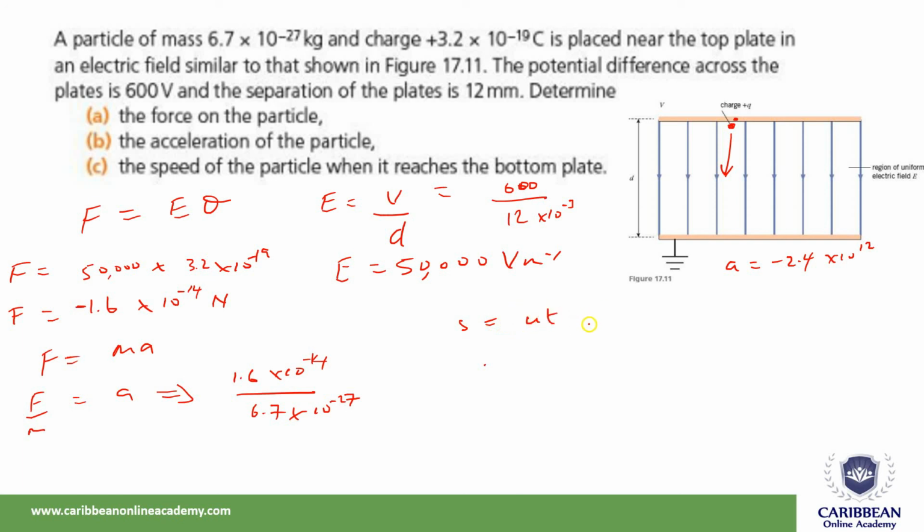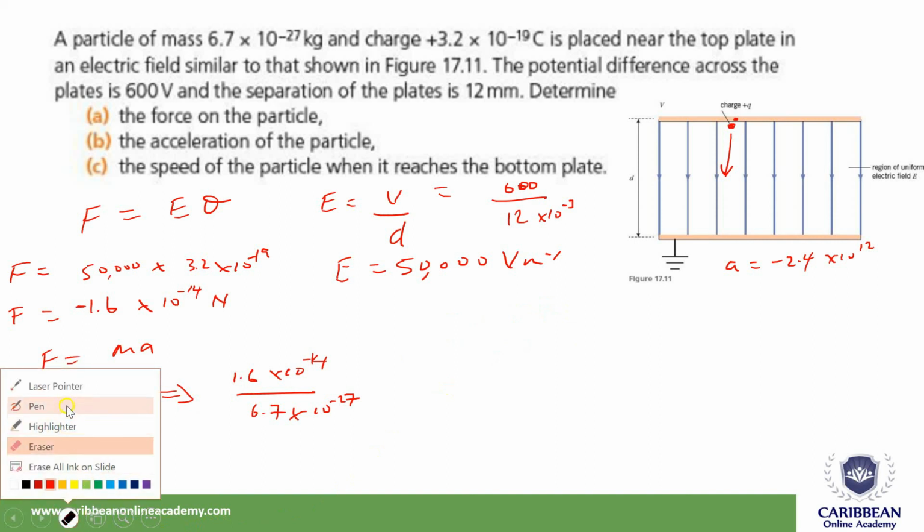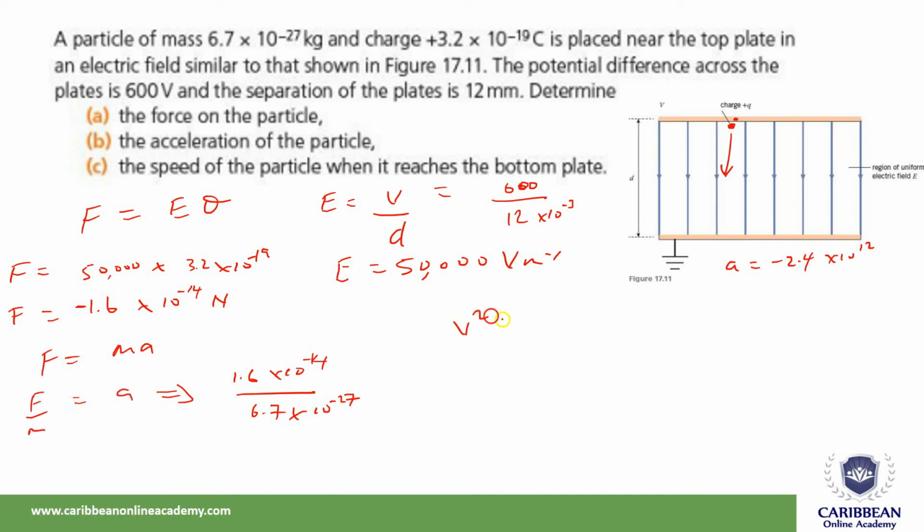UT. Well, this is not necessarily the best one. The best one to use is one that doesn't have any time involved, and that would be V squared is equal to U squared plus 2AS. So follow me now: we want to find the final velocity. Initial velocity is going to be 0. Plus 2 times the acceleration, which is negative 2.4 times 10 to the 12.